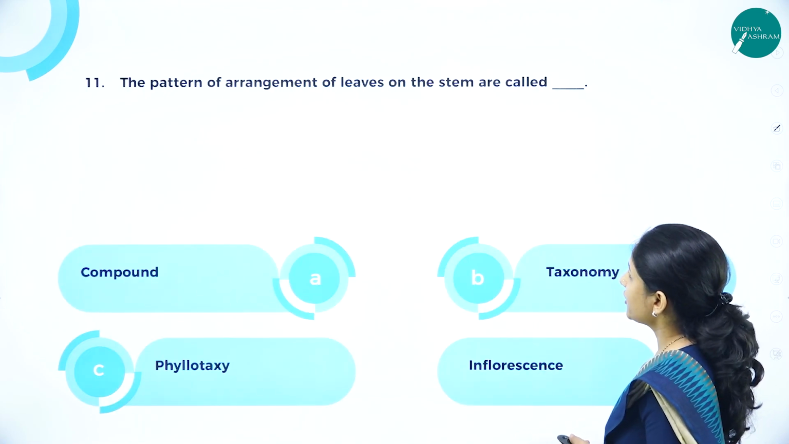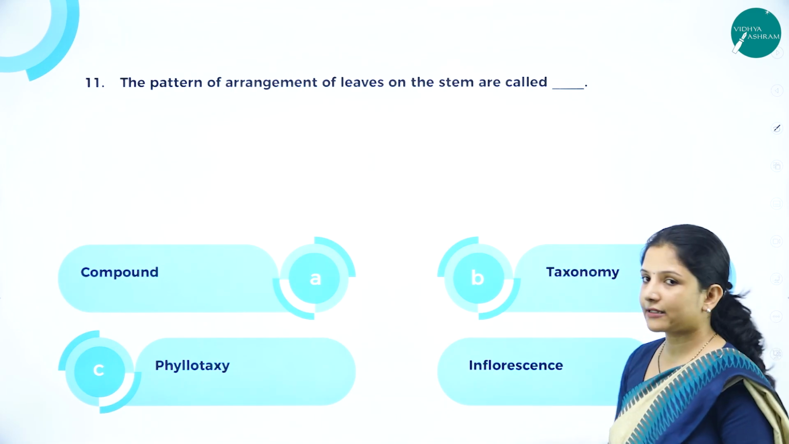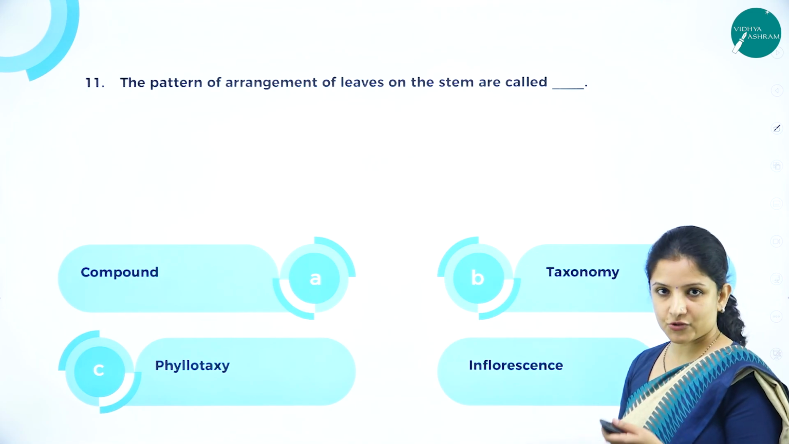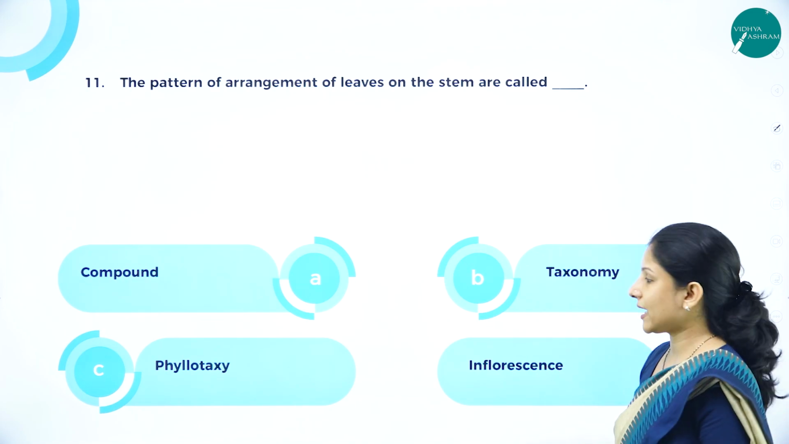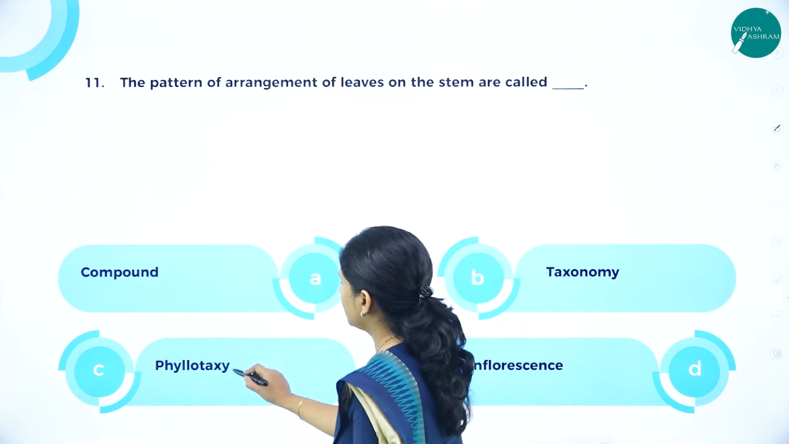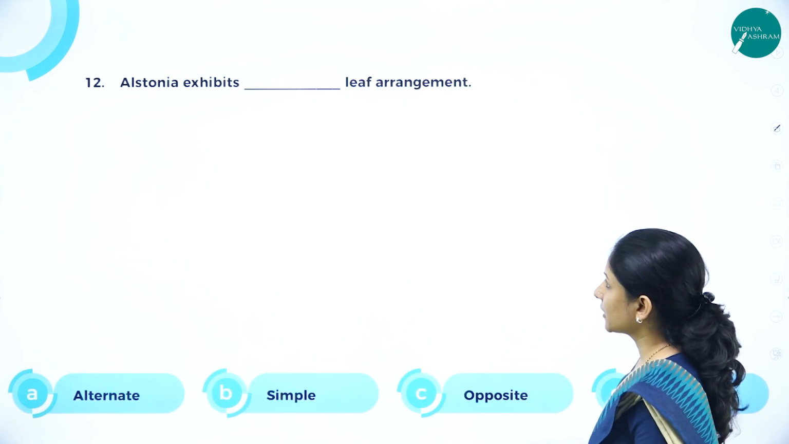The pattern of arrangement of leaves on the stem is called compound, taxonomy... Now, taxonomy is the classification of organisms. Inflorescence is the arrangement of flowers on the floral axis. Compound leaf is not it, it is a type of leaf. The answer is phyllotaxy. The arrangement of leaves is called phyllotaxy.